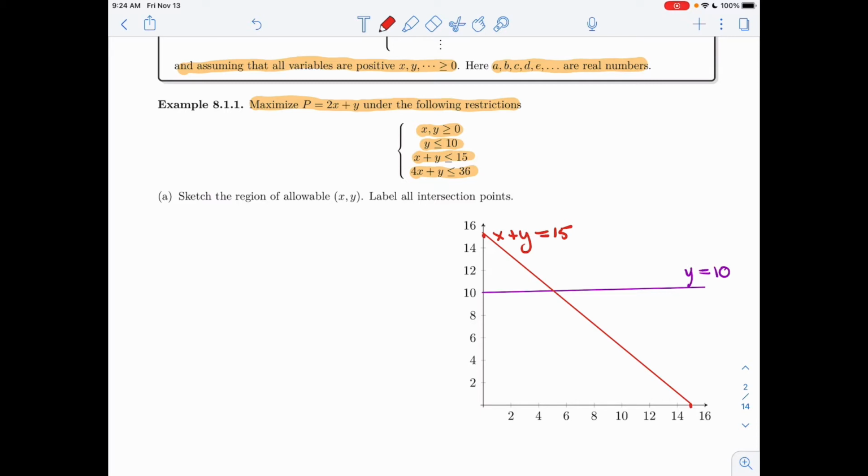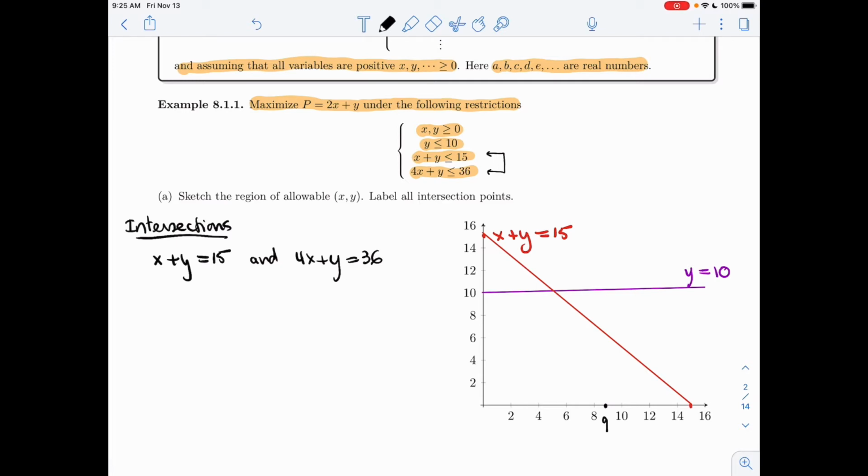4x plus y is 36. That's a bit harder to sketch because the y intercept would be 36, which is not in my scale. So what I'll do, I know it hits this point at 9 because 4 times 9 is 36, and I'll find a second point by finding its intersection with, let's say, this one. All right, so intersection. Let's start with that one. X plus y equals 15, and 4x plus y equals 36.